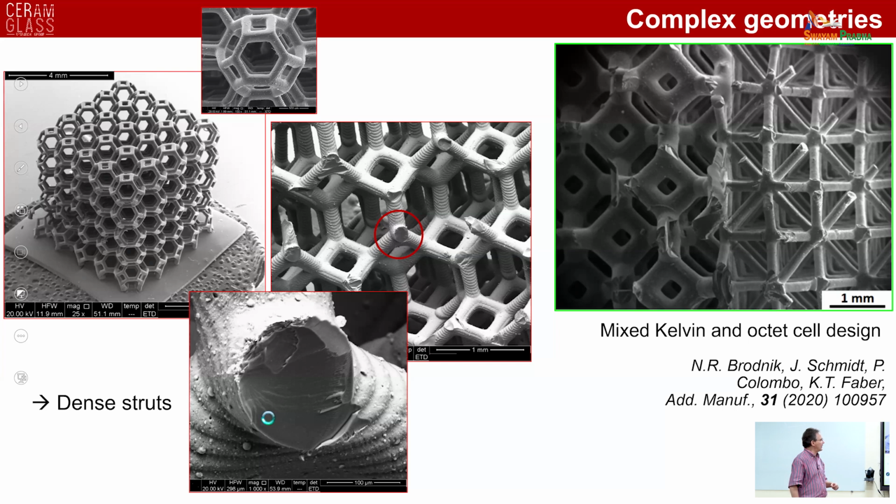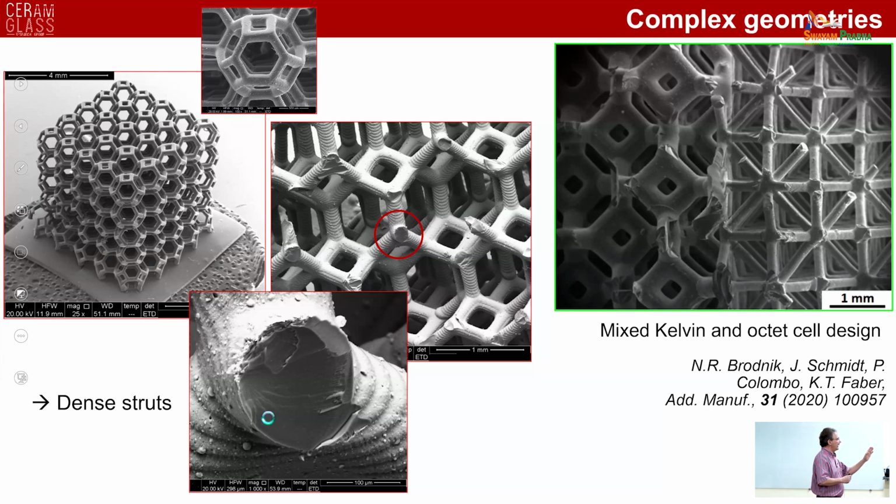We worked a little bit with Kathy Faber at Caltech and generated structures that were mixed Kelvin cell and octet cell design. The reason for that is that from the mechanical point of view, if you test the parts in compression, a Kelvin cell is a bending dominated structure, meaning that the struts fail by bending, while an octet cell structure is a component in which the struts fail by stretching. So in terms of strength to density ratio, the octet cell design is more performing.